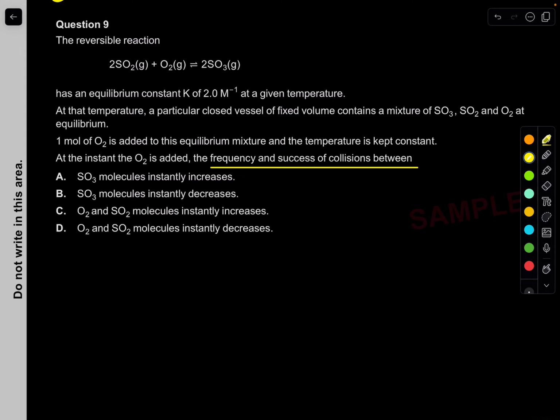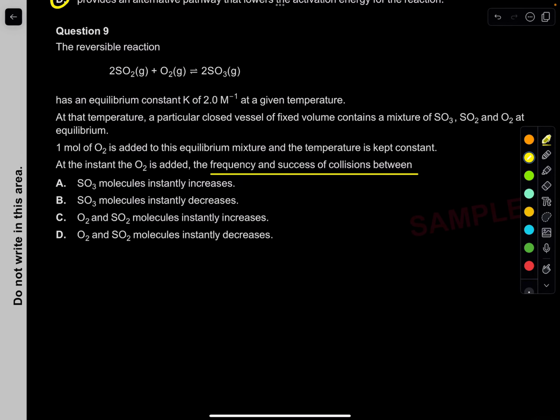So think about it. If you increase the oxygen gas, because there's more molecules of oxygen gas, they're going to be able to collide more. So at that instant, we're talking about at that instant, by the way. Because you've just put in more oxygen gas, there's more successive collisions between those molecules. And because SO2 and oxygen gas are both reactants, they're going to collide with each other at that instant. They will be likely to collide with each other compared to this SO3.